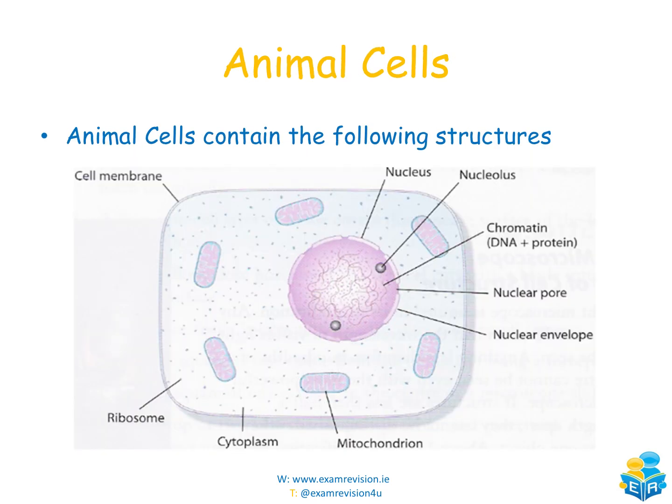So we're going to start off with the animal cell, and the animal cells will contain the following structures. We have our cell membrane, we have our ribosome, our cytoplasm, our mitochondria, and our nucleus. Now, when we look at the ultrastructure of the nucleus in the next couple of minutes, we will look at what the nucleolus, the nuclear pore, and the nuclear envelope actually are, but they're just all structures within the nucleus.